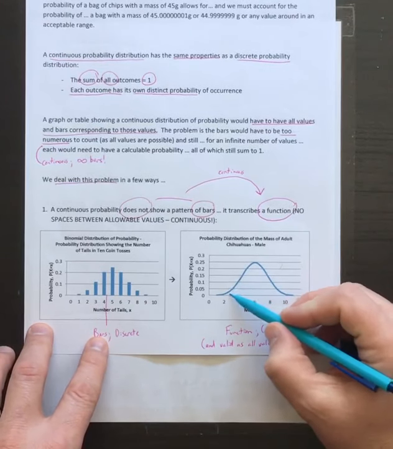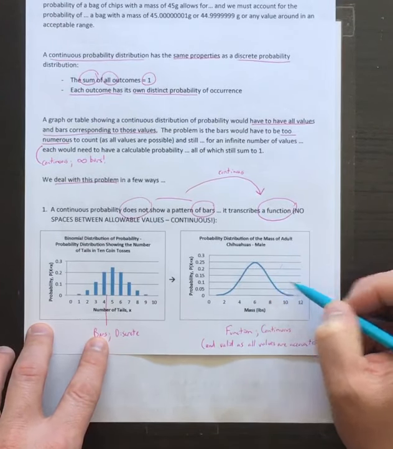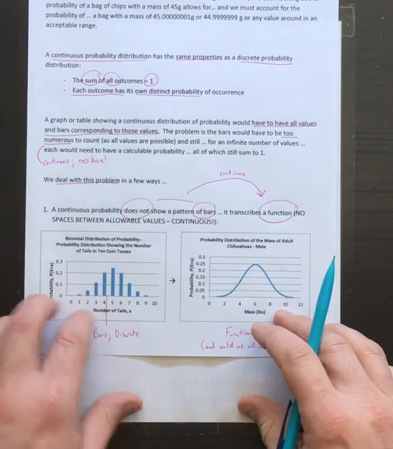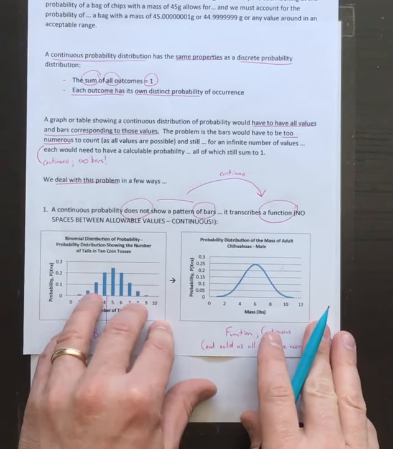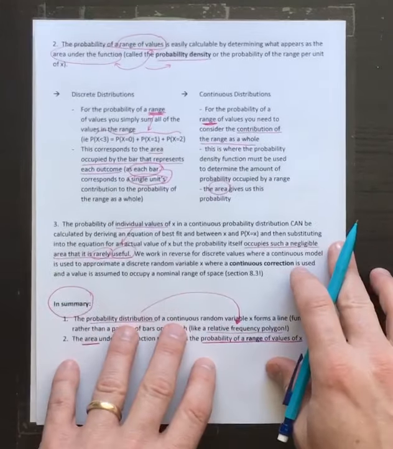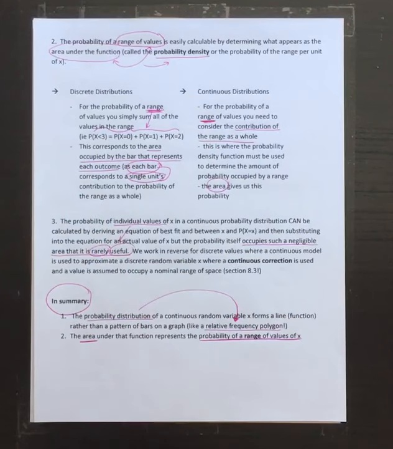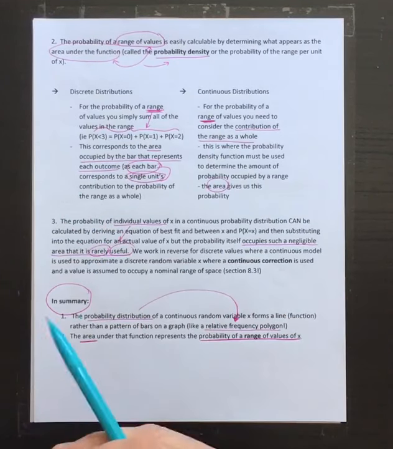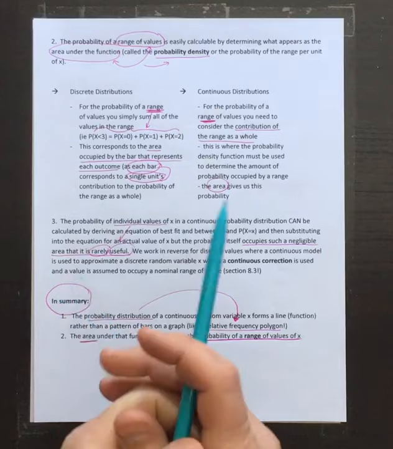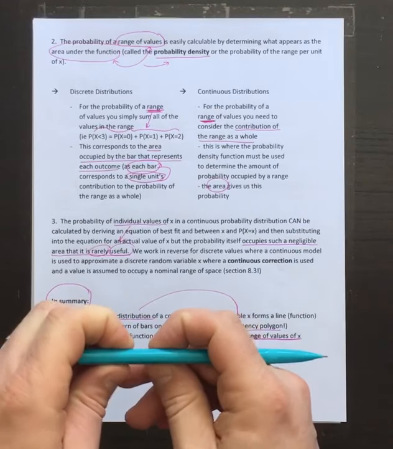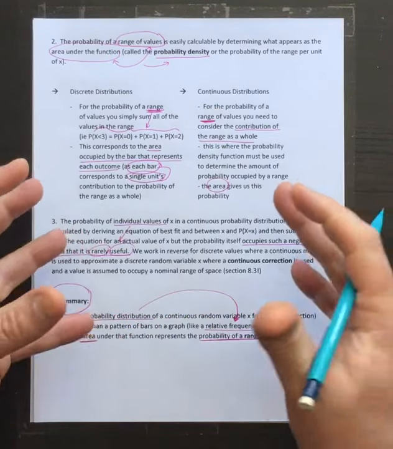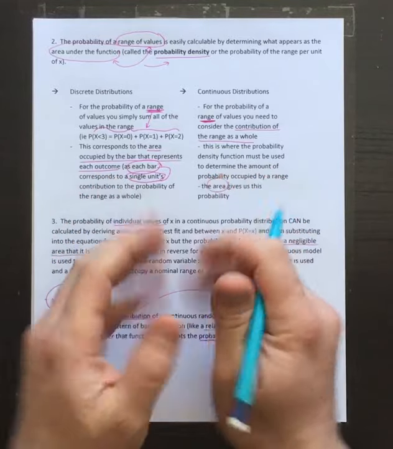In this case, it looks a little bit quadratic for a bit, and then it tails off asymptotically, which is obvious because you can't have a negative probability. So there we go. And more considerations, more notes. The probability of a range of values is easily calculable in a continuous distribution. What we actually do is call it a probability density. In other words, how much probability is in that little range or in that area.